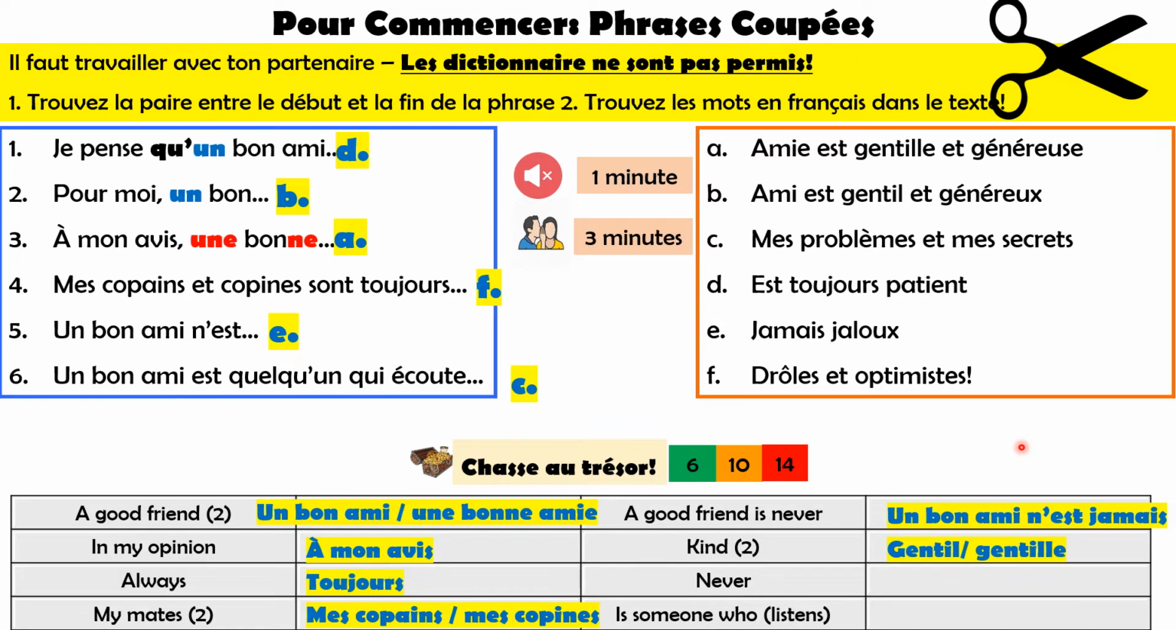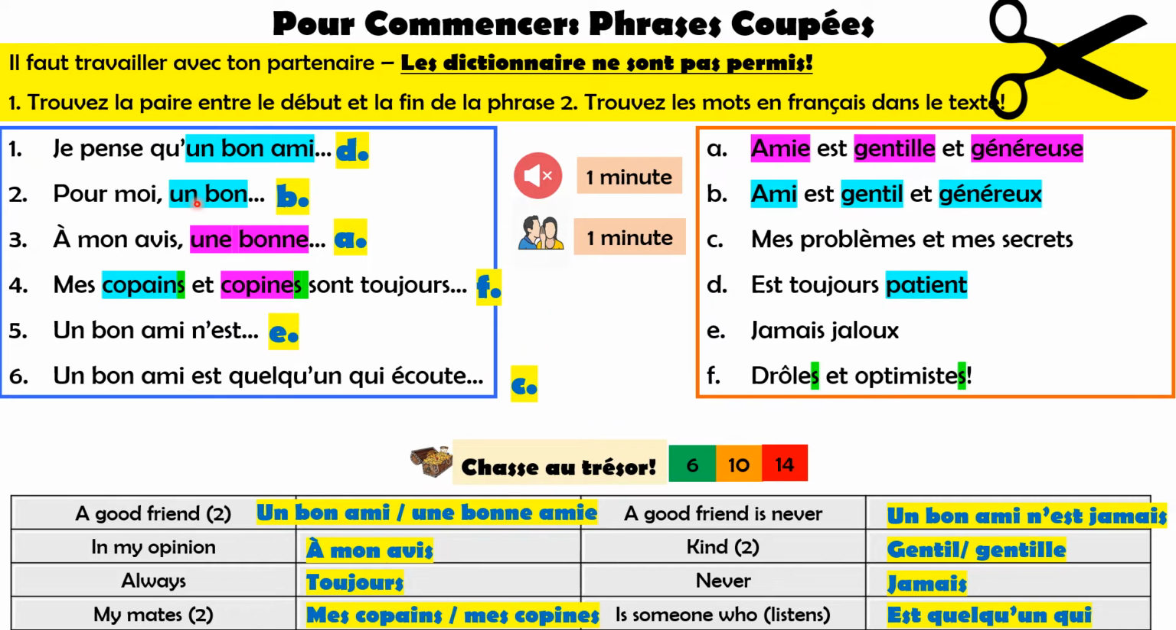Kind is gentil or gentille. Never, c'est jamais. And then is someone who is, c'est quelqu'un qui, which is a lovely phrase that you can use in loads of contexts. Right, mark up your work, anything over 6 in both activities, yeah? You've done really well today.